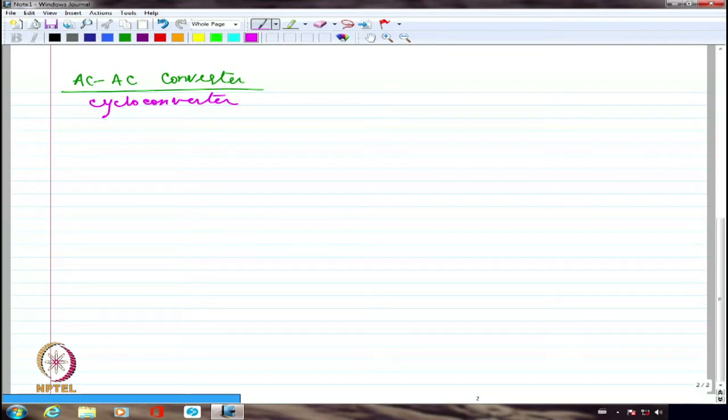What I mean by line commutated is supply voltage is trying to make sure that the device that goes off is reverse biased for sufficient amount of time. You don't have to apply any external voltage. The supply voltage itself is taking care of the current transfer from one particular device to another device. So cycloconverter also falls under that category. So because of which this one heavily depends upon the supply voltage being AC.